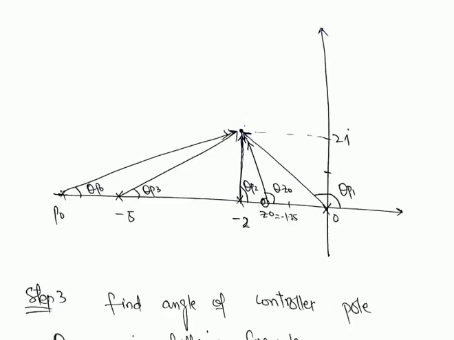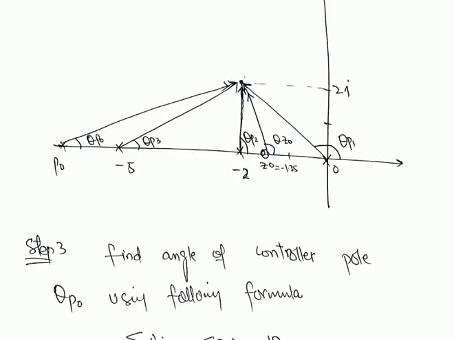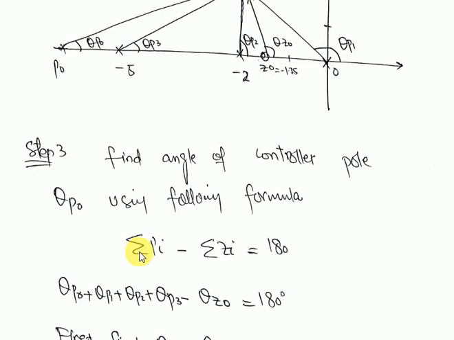in third step we will find the angle of controller pole theta P naught using following formula. Now we need to find this theta p naught. Okay, so the formula is sum of all the angles of pole minus sum of all the angle of zeros is equal to 180 degree. Okay, so sum of all the poles, theta p naught, theta p1, theta p2, theta p3 minus sum of all the zeros, एक ही जीरो है हमारे पास, so theta z naught is equal to 180 degree.